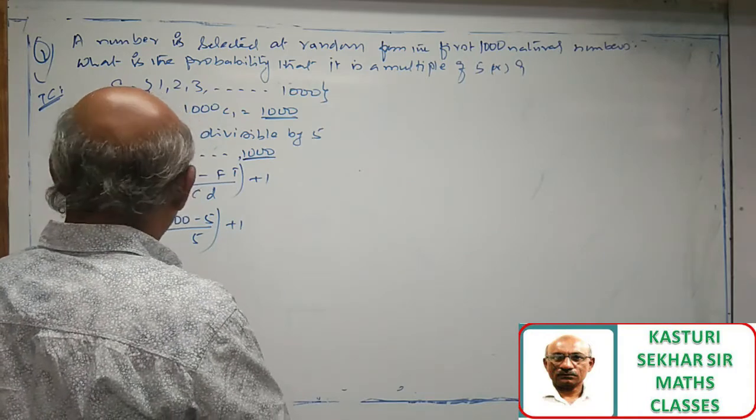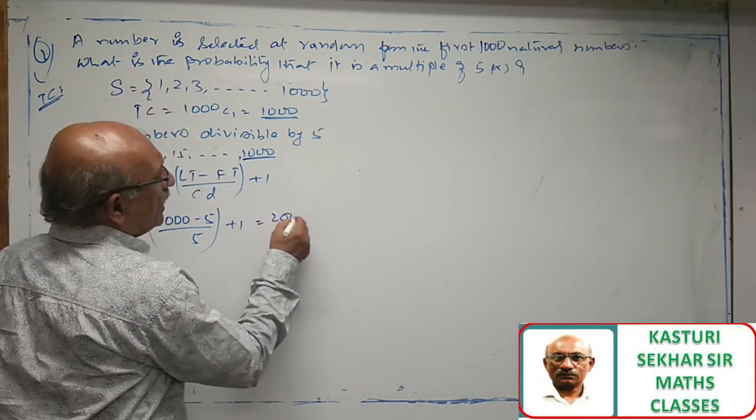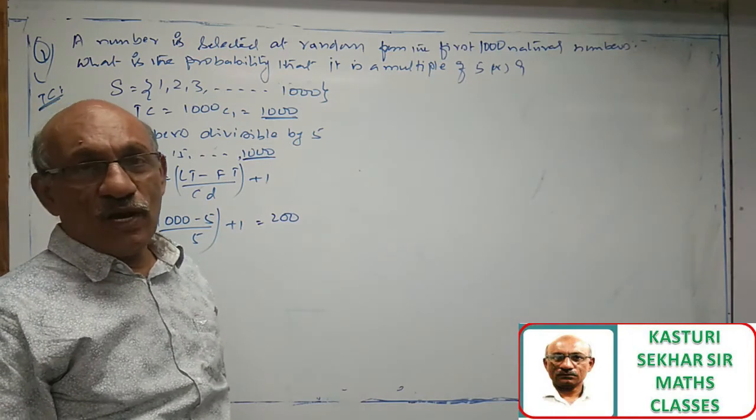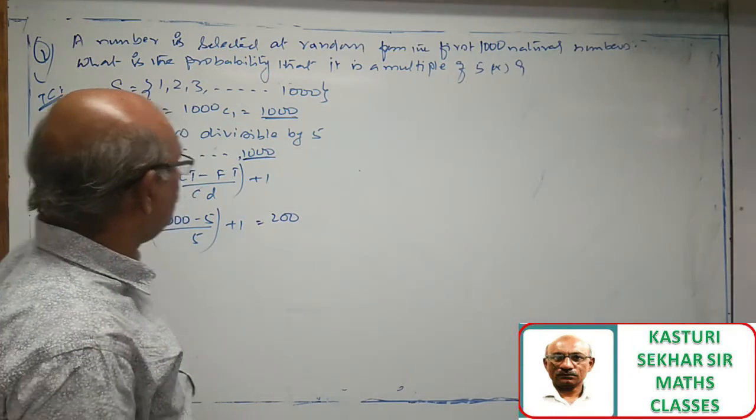199 plus 1, 200. So there are 200 numbers which are divisible by 5.